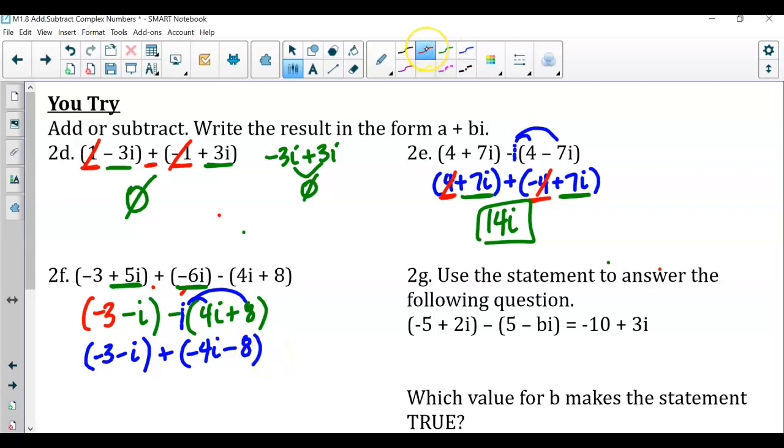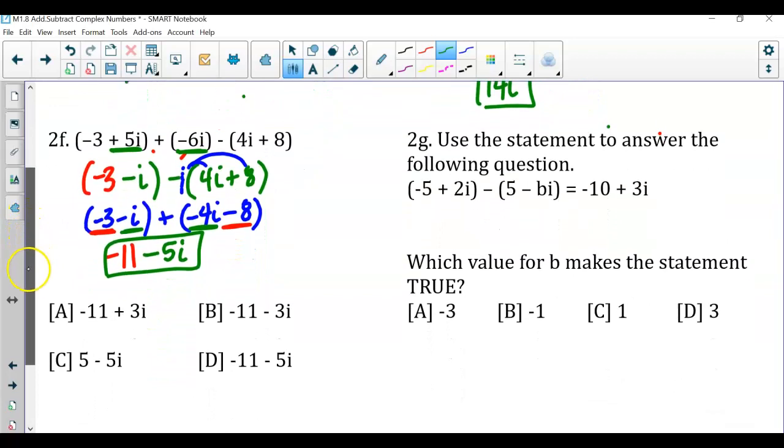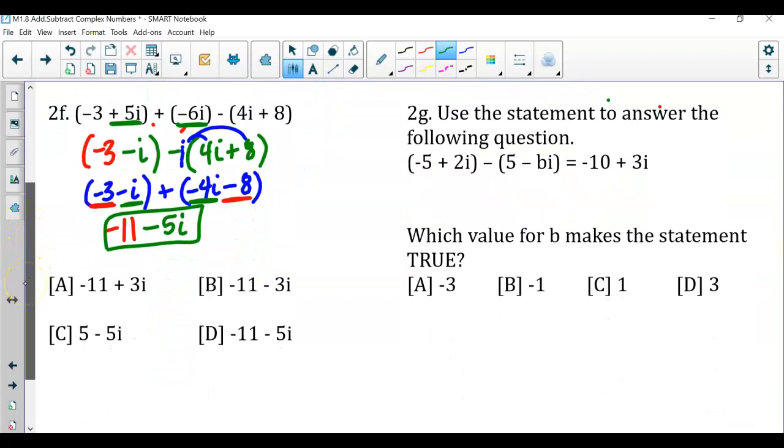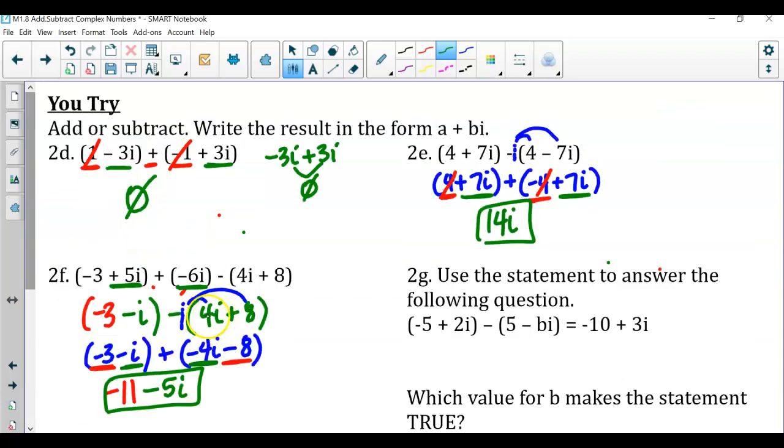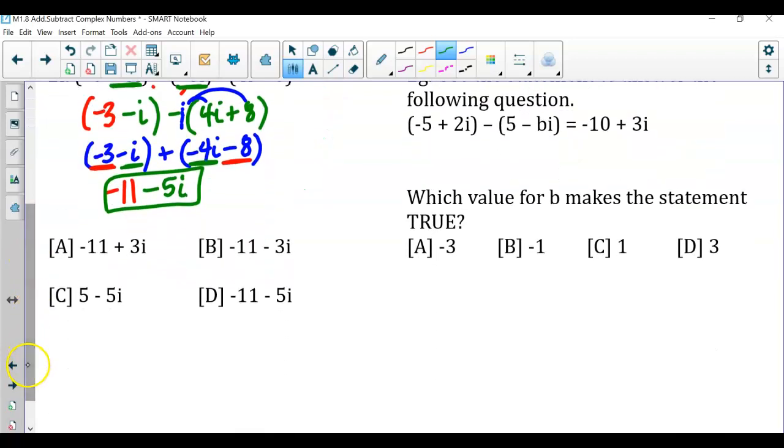Now we can identify our like terms to solve. Negative 3 minus 8. Negative 3 plus a negative 8, negative 11. Then here, negative i, negative 1i plus negative 4i, now you have negative 5i. And so as I scroll down here, sorry about that, I just realized that was cut off, you end up with the answer of D.